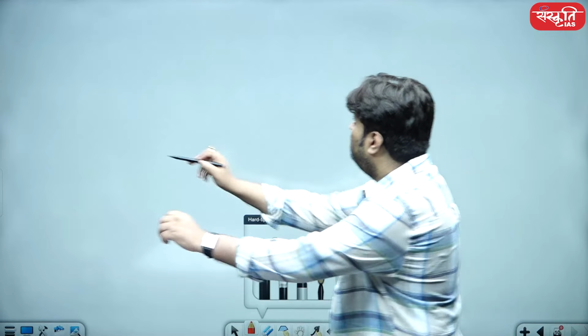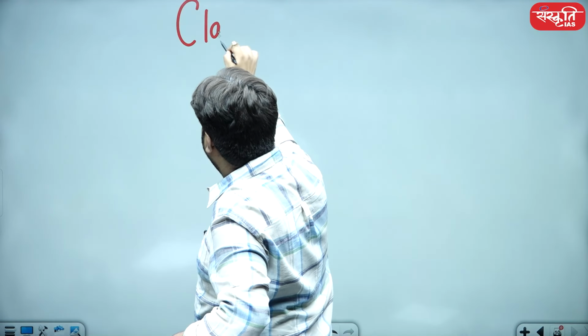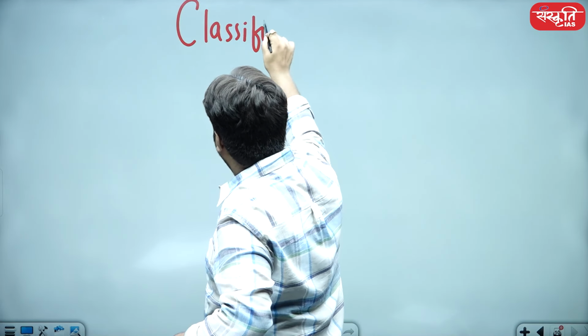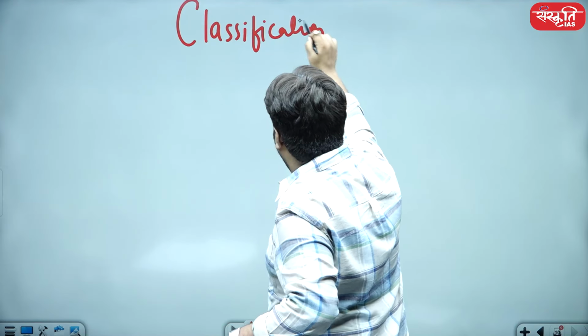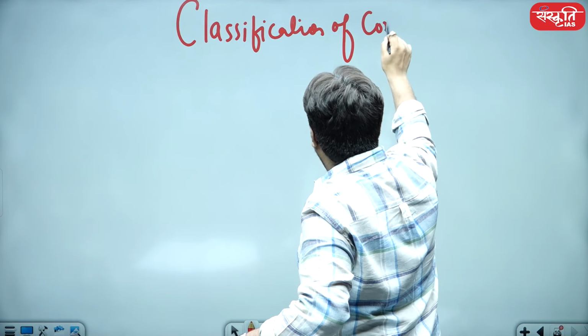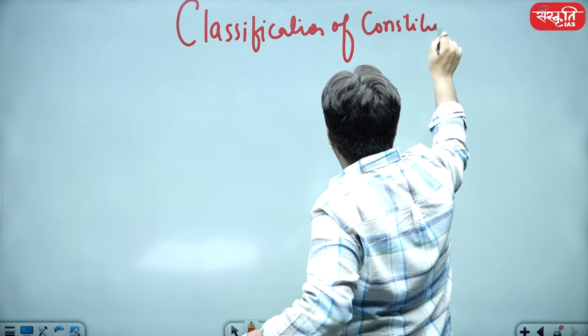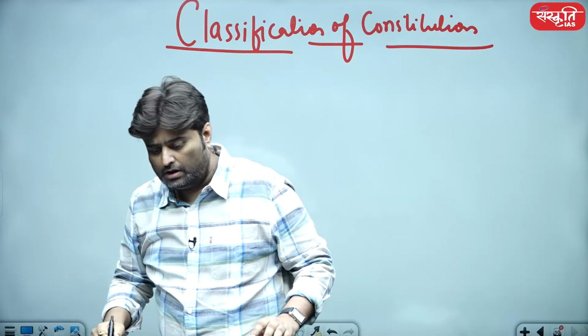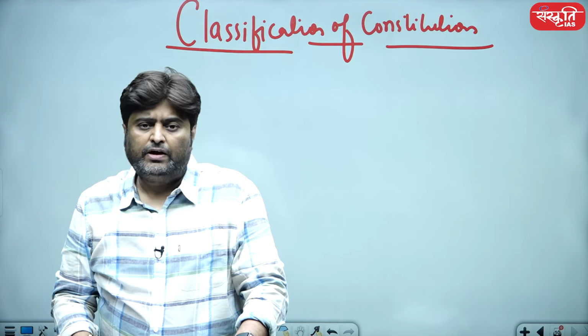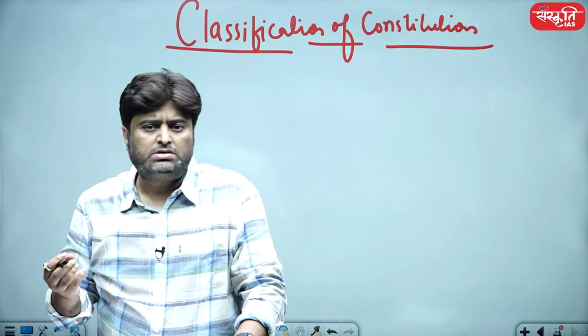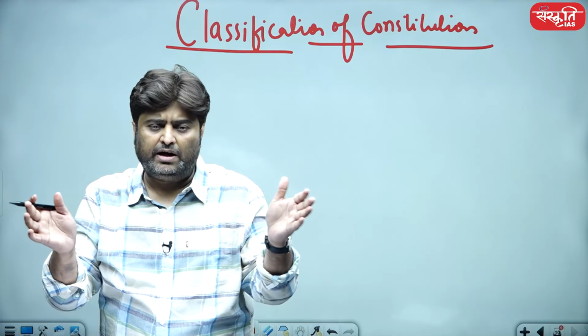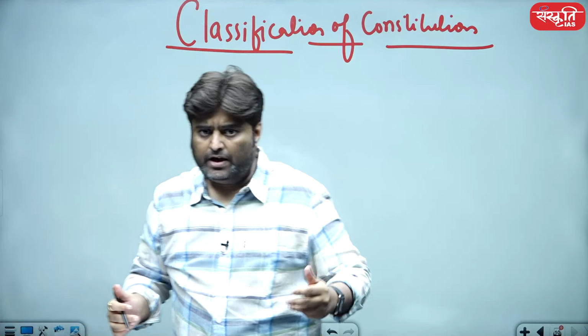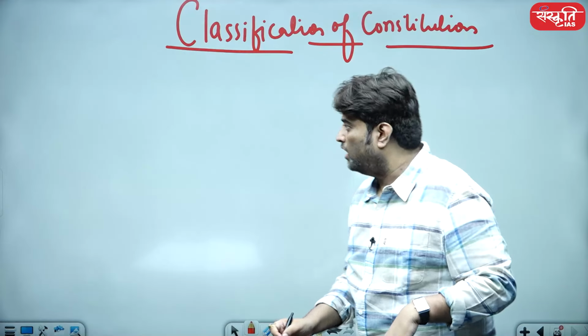Let us look into classification of constitution. It can also be known as types of constitution, or associated as classification of constitution. Why is a constitution essential? Because it creates the distribution of power between various institutions. Now let us look into classification.